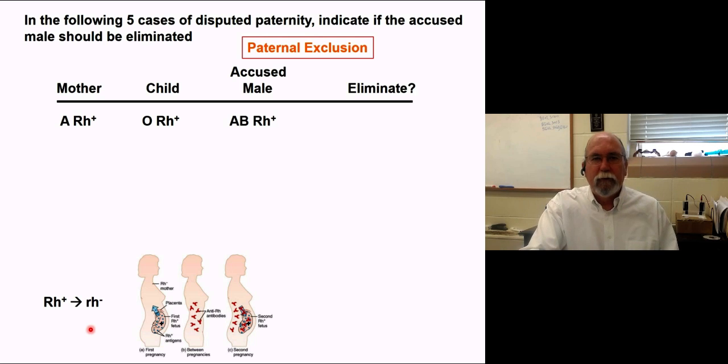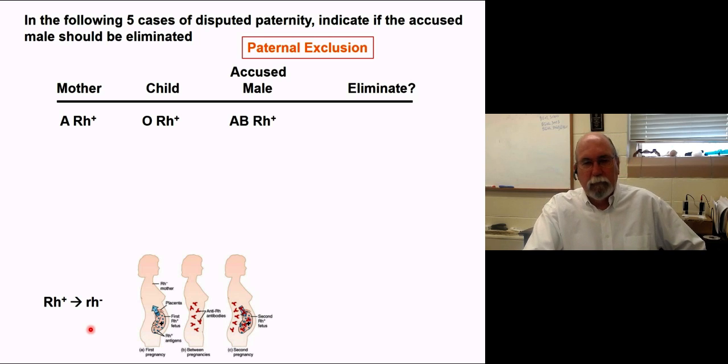So what we have here is a mother who's known, a child who we assume is from this mother and is known, and then we ask, is this male, can either one of these loci, the ABO blood group or the RH blood group, exclude this male, right? So is it possible to produce an O child from an AB male? No, because the mom could be AO, right? We just did that problem, and could give an O, but he doesn't have an O to give.